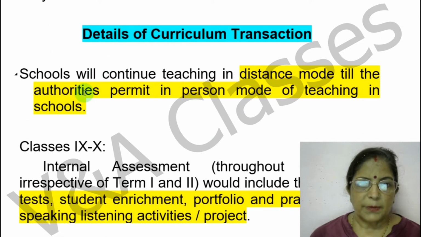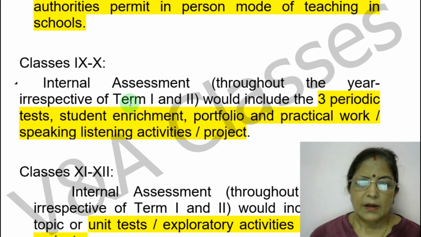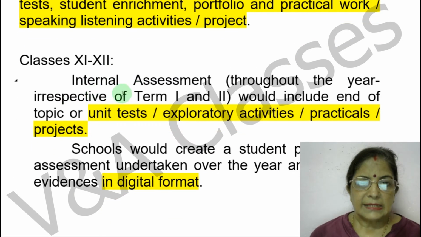So first point from this topic, schools will continue teaching in distance mode till the authorities permit in-person mode of teaching in the schools. Now for classes 9th and 10th, internal assessment throughout the year, irrespective of term 1 and term 2, would include the 3 periodic tests, student enrichment, portfolio and practical work, or speaking and listening activities or project. For classes 11th and 12th, internal assessment throughout the year, irrespective of term 1 and term 2, would include end of the topic or unit test or exploratory activities or practicals or projects.